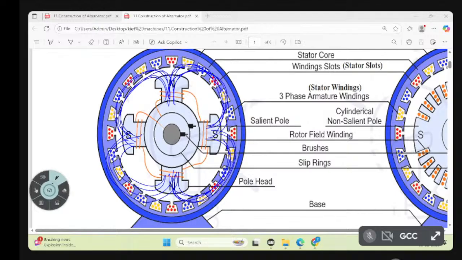For this rotor, we will connect the turbine. The rotor is coupled with the turbine. The turbine has blades inside. That is a different topic, but I will tell. So the turbine is rotating.